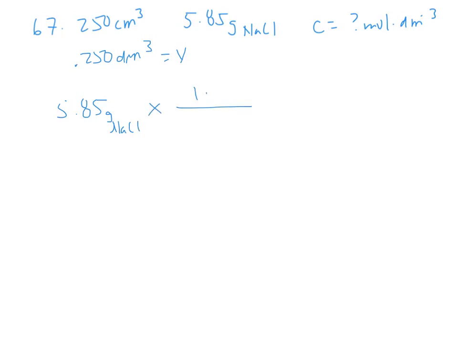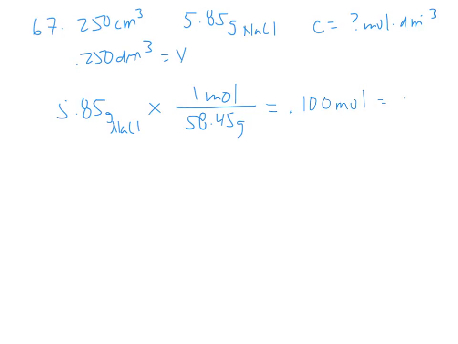I've got my volume, so I take my 5.85 grams of NaCl and need to convert that to moles, and NaCl is fairly easy to find. You've got 23 for the Na, plus the 35.45 for the Cl, so 58.45 grams, which looks like this is going to put us right around a tenth. So 0.100, hanging on to sig figs, moles.